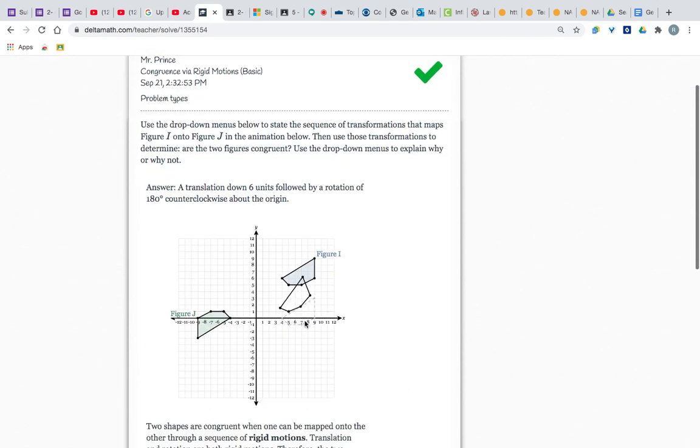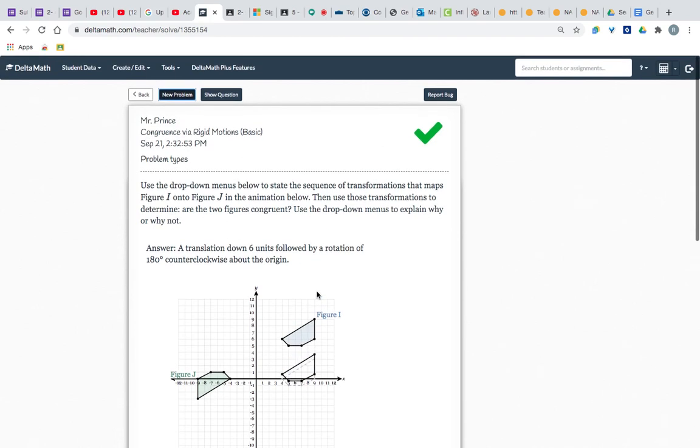Guys, that's all there is to it. This is just showing that you understand that the only way these two figures can be congruent is if one maps directly on top of the other one while not changing the size of it. Only rigid motions are used.